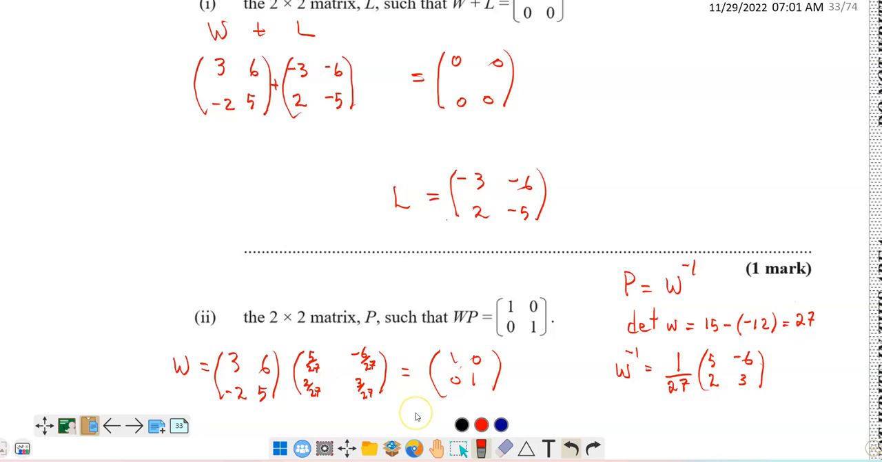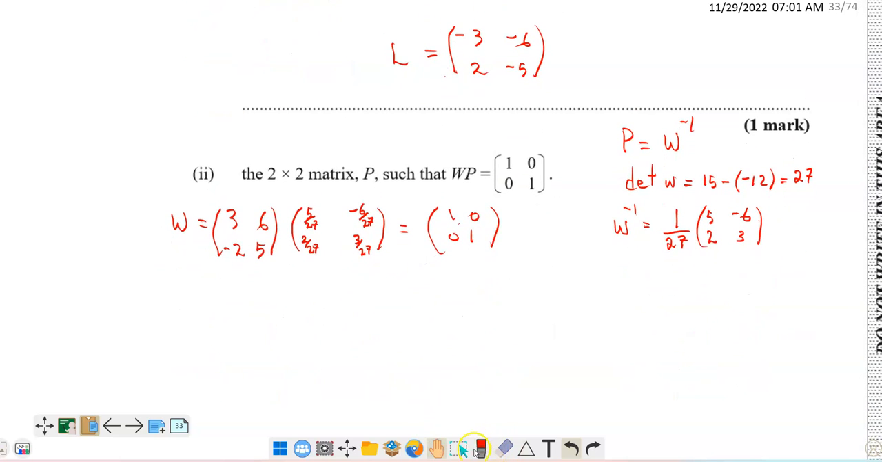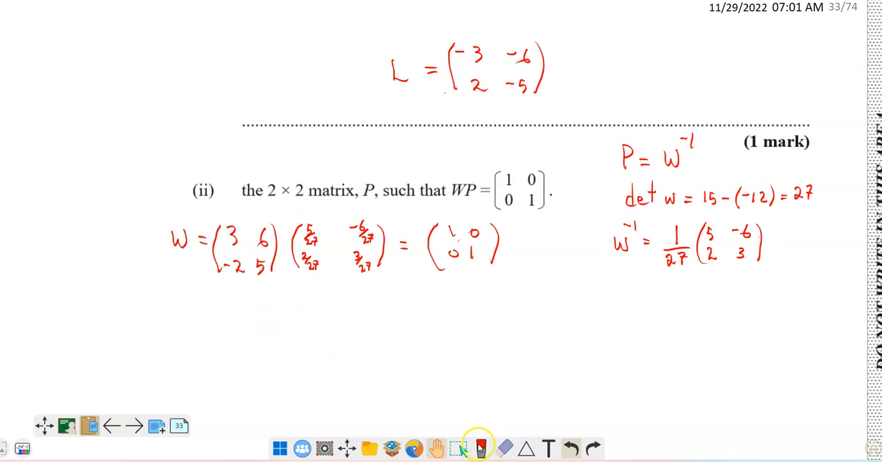So the matrix P, let's just write that out. The matrix P equals 5/27, minus 6/27, and 2/27, and then 3/27. So that's the matrix P. Let's move to the next part of the question.